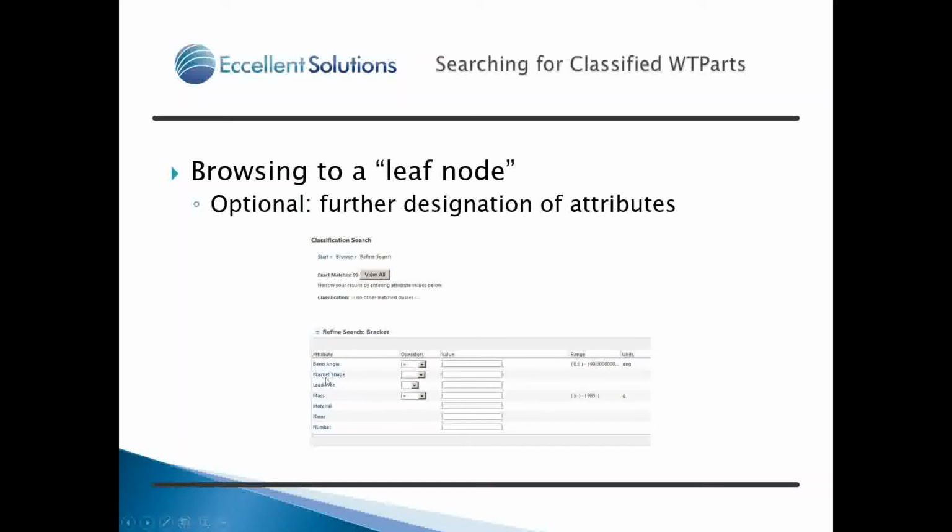The bracket shape here is actually a string attribute, but it has a pick list of values, so I can use a drop down here to populate that. The lead-free attribute is actually a Boolean operator, so it'll have values of yes, no, or undefined. And then you'll see as well there's even a couple string values that are just free text fields as well. And it also includes name and number, and that's the WT part itself, the name and number.